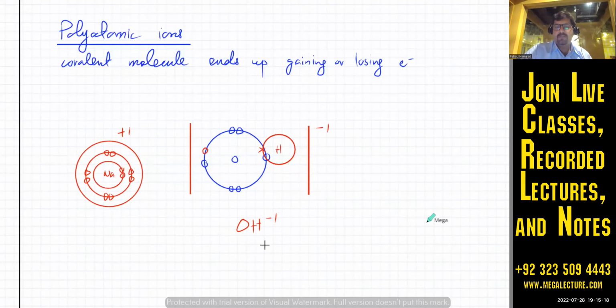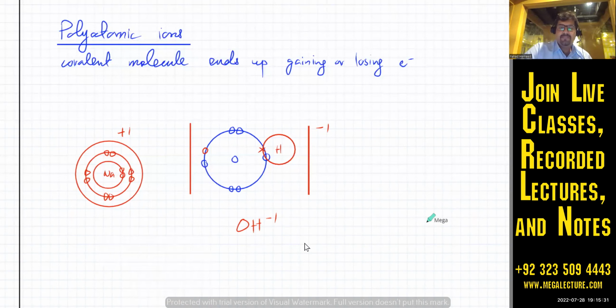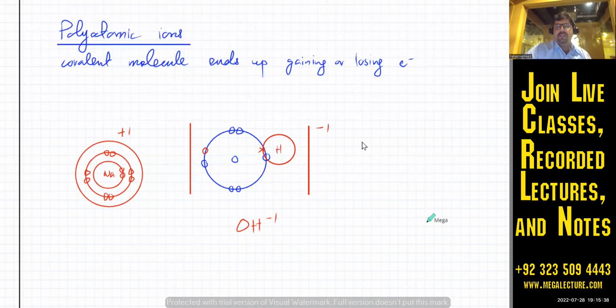I mean, you don't have to go into a lot of detail about this. But is this idea clear, that to complete the outer shells, sometimes molecules end up gaining and losing electrons? Is that clear? Yes, sir. Okay. So even this part, you don't have to remember. All you have to remember is, there's a thing called OH and it has a charge of -1. This is known as the hydroxide ion.